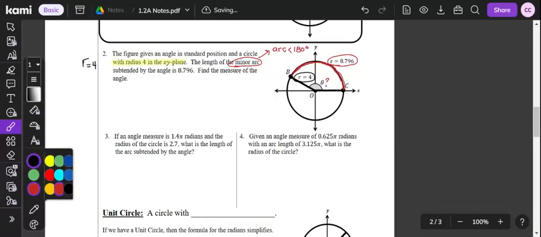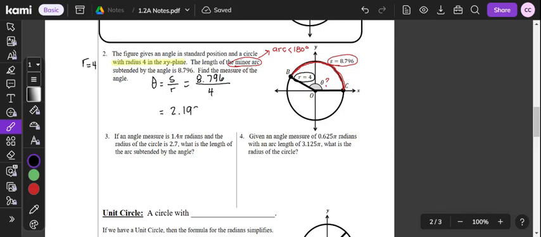So let's use the formula we just learned, all right? So we know theta is equal to S divided by R. Well, I already know what S is, and I already know what R is, so I can go ahead and plug those in and solve. So S is 8.796, and the radius is 4. And plugging that into a calculator, I know that 8.796 divided by 4 is 2.199 radians. That's the measure of this angle.